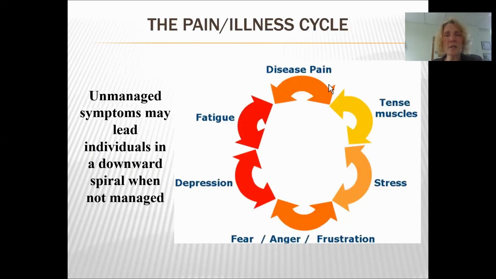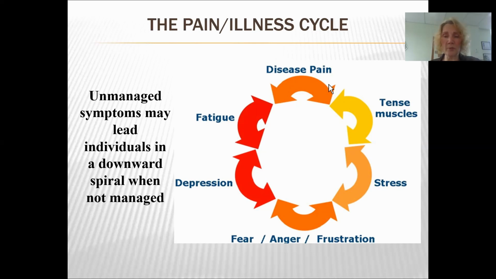So the pain illness cycle is basically when symptoms are unmanaged, the person may feel out of control. It can lead to a downward spiral where there's first the disease process or the pain. Often people experiencing these things can feel a lot of tension and stress. Those two often go together. There's often fear, anger, and frustration as well. Depression can also be a very common part of it. And of course, with lupus, fatigue is another major component. So this is a vicious cycle that can continue into a downward spiral if not addressed appropriately.